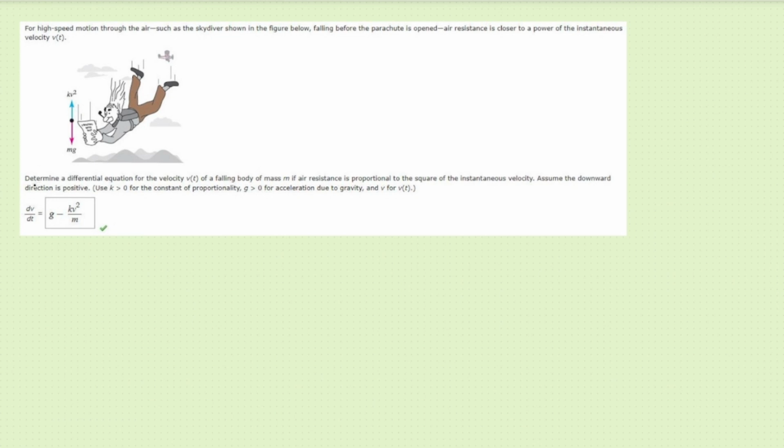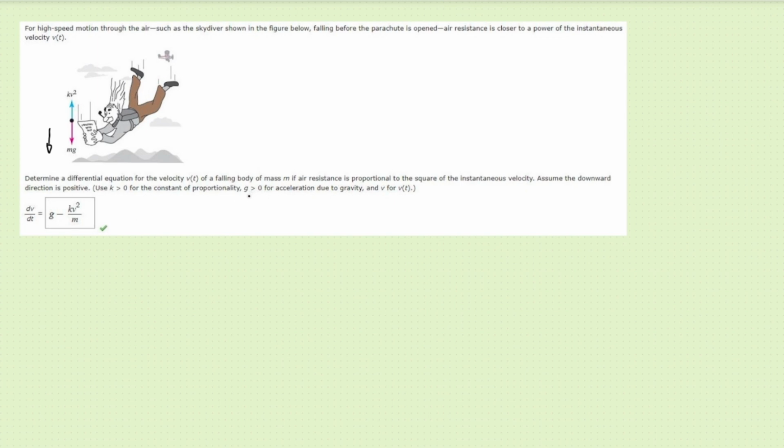So in this video, we're going to determine a differential equation for the velocity v of t of a falling body of mass m if air resistance is directly proportional to the square of the instantaneous velocity. In this problem, we assume that the downward direction is positive, and we use k greater than 0, which means the constant of proportionality is positive.